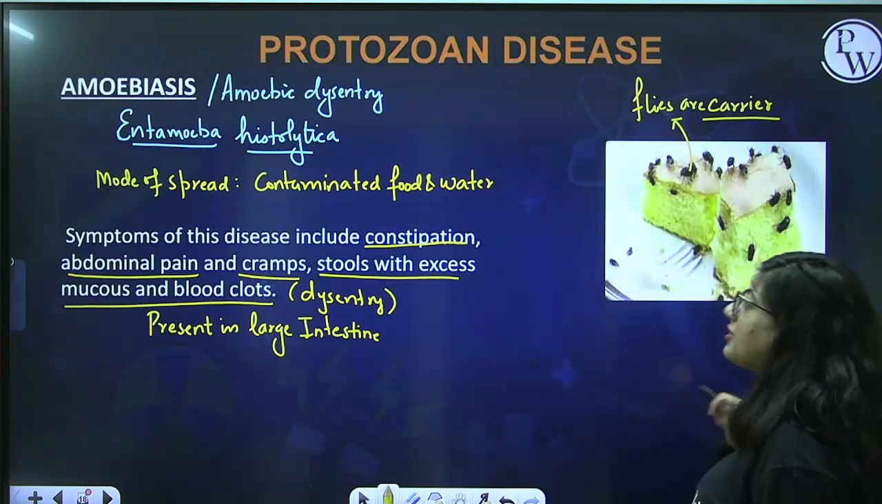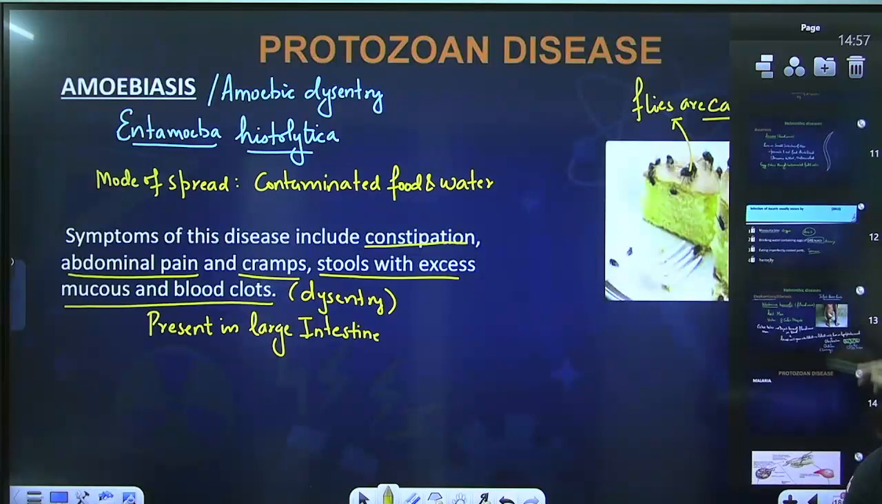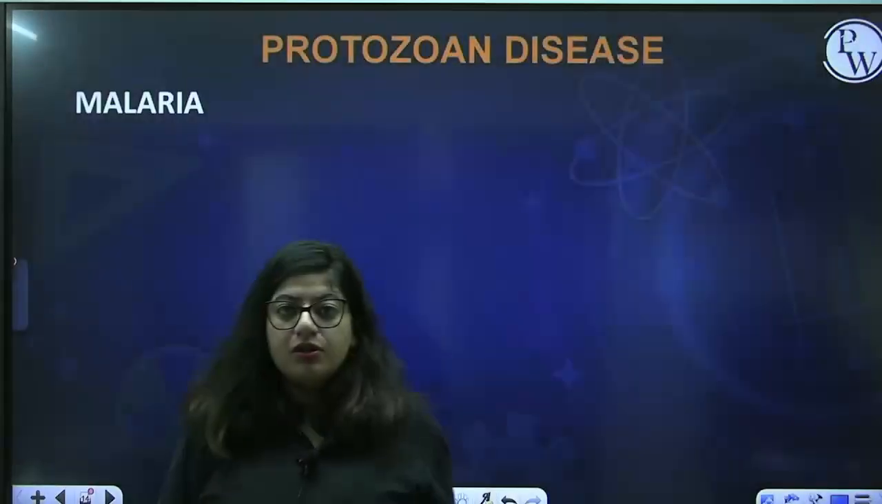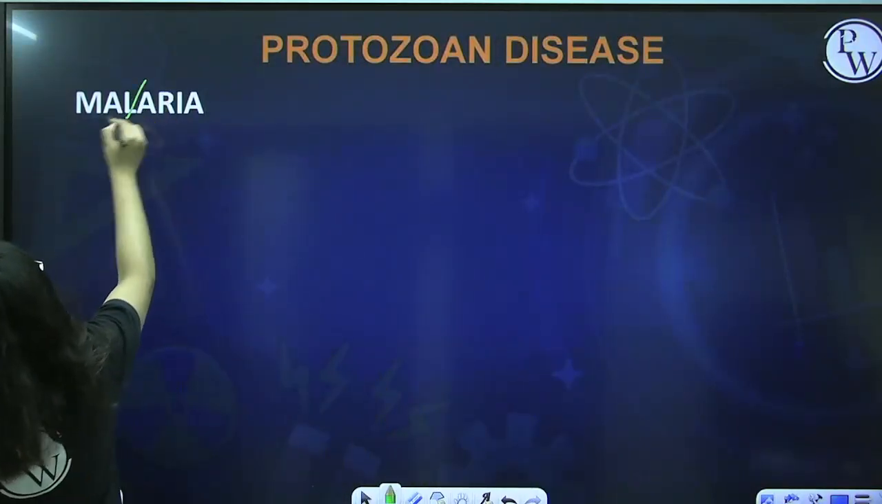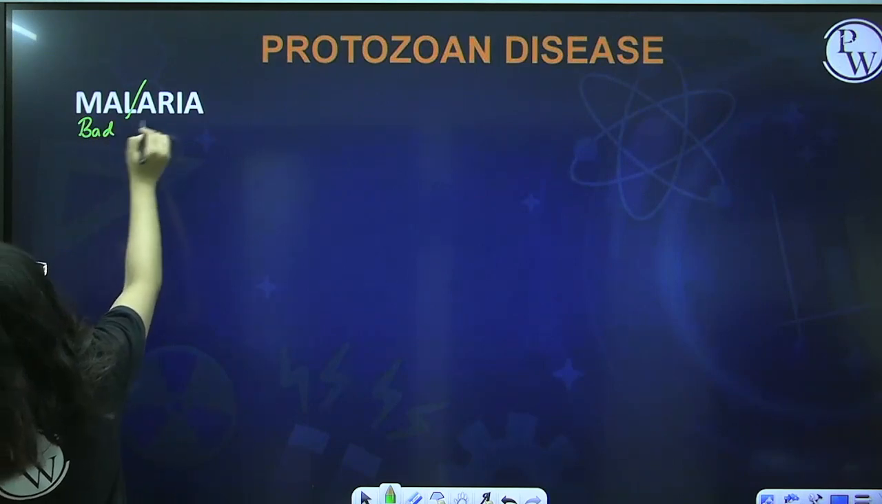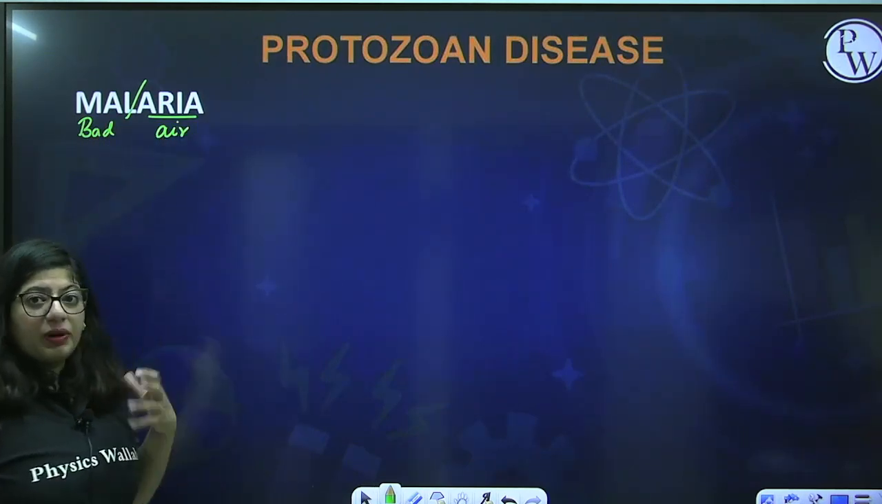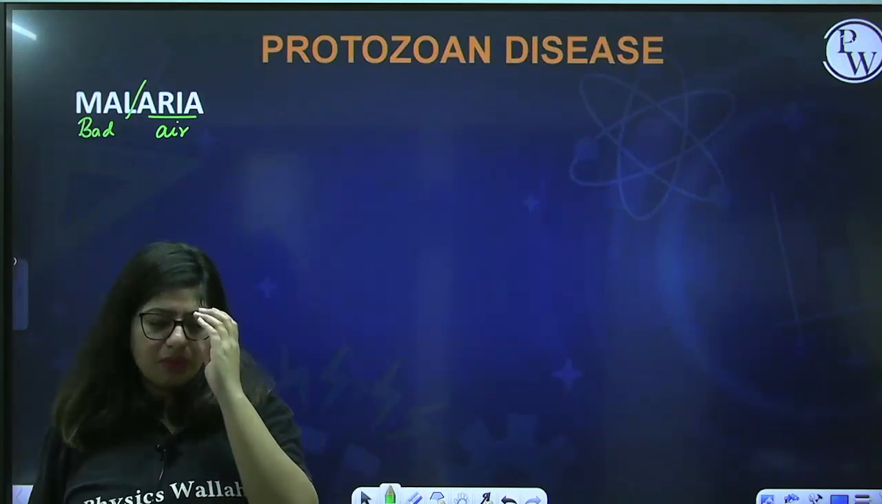Okay, so that's about the protozoan disease. But one protozoan disease that we need to study very carefully is malaria. So let's get started. So malaria. The word malaria comes from mal. Mal means bad and area means air. So earlier people used to think that this particular disease occurs due to bad air. There is something in the air, that's why the people got the disease.